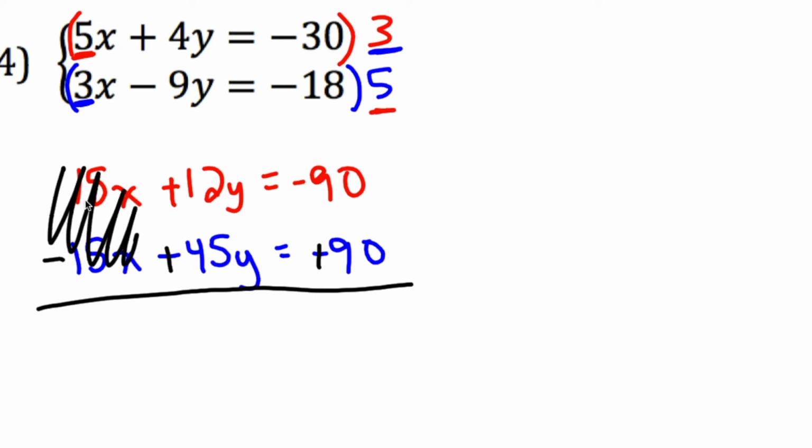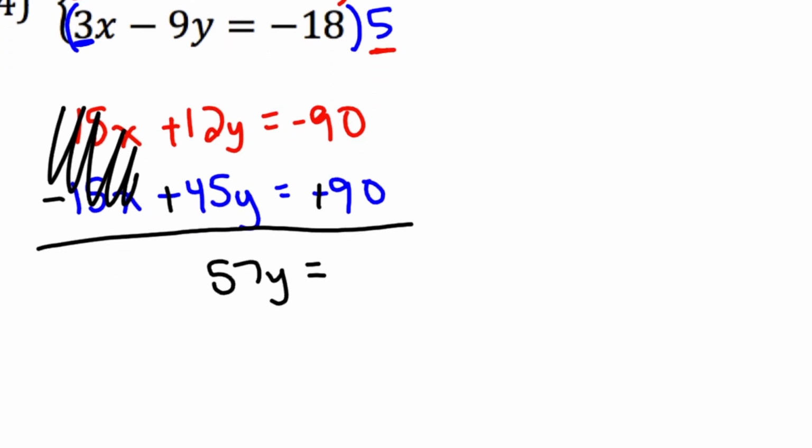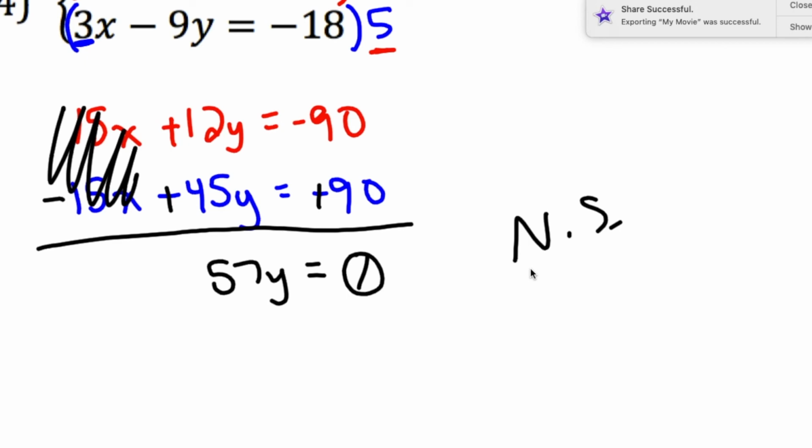12y plus 45y is 57y. Biggest mistake I see on these problems, negative 90 plus 90 is 0. And people right away, they say no solution, right? And they want to just right away just kind of say that it's no solution because the left-hand side is not equal to the right-hand side. That is not the case.